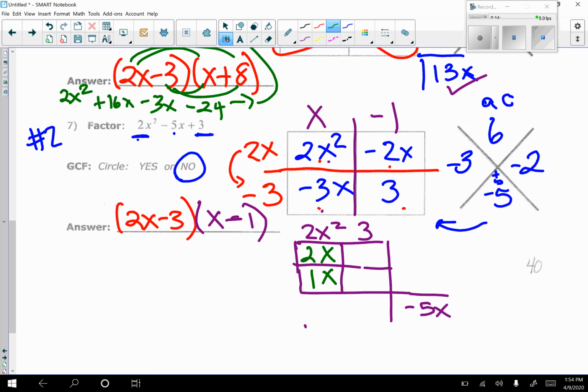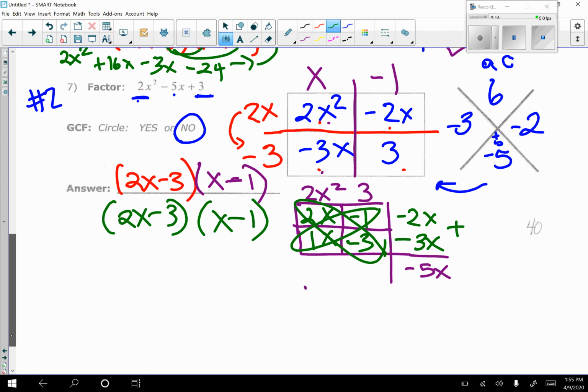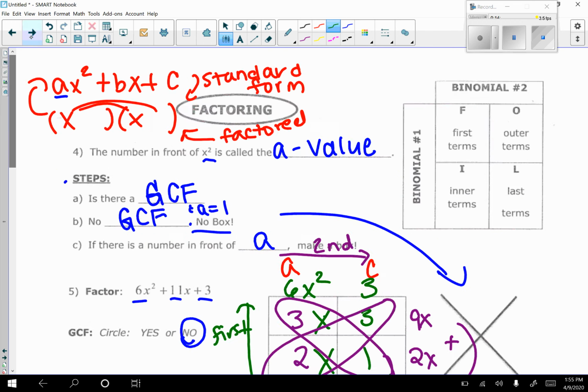Okay, what if I switched my 3 and my 1? What if I have 2x and 3x? Well, those give me 5x, but not negative 5x. How do I make it negative? Well, I know that negative 1 times negative 3 is positive 3. And if I multiply across, that would give me negative 2x and negative 3x. And negative 2x plus negative 3x is negative 5x. So there we go. Cross multiply. 2x minus 3 times x minus 1. Okay, so guess what? Either of these work, box method 1 or box method 2. Okay, I'll show you both on the next page. Flip the page.